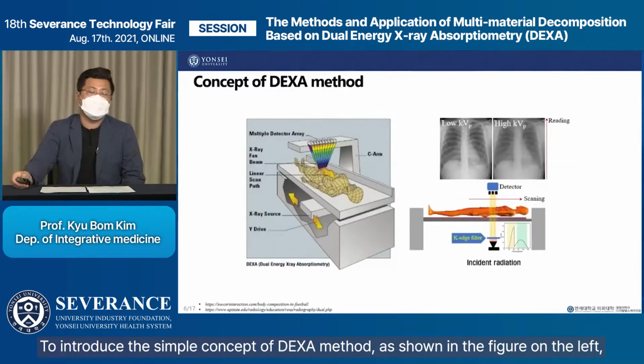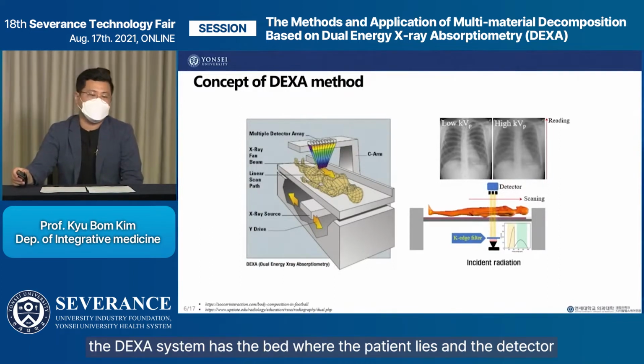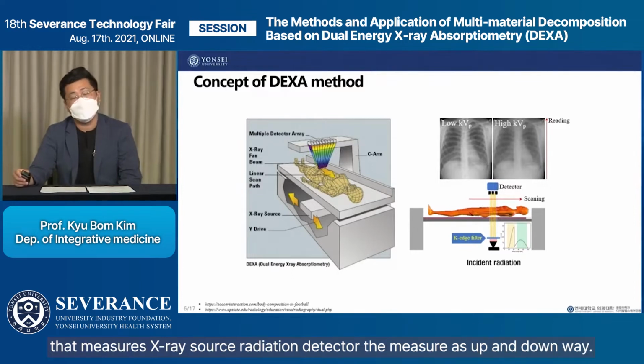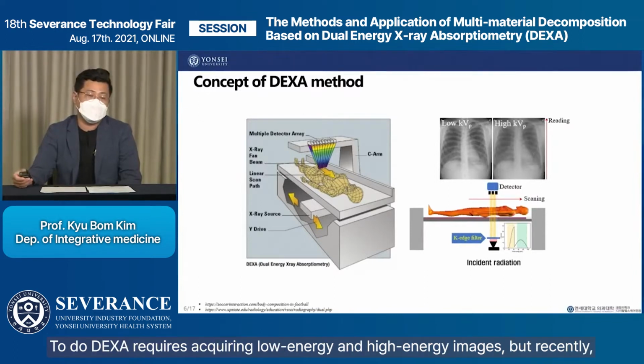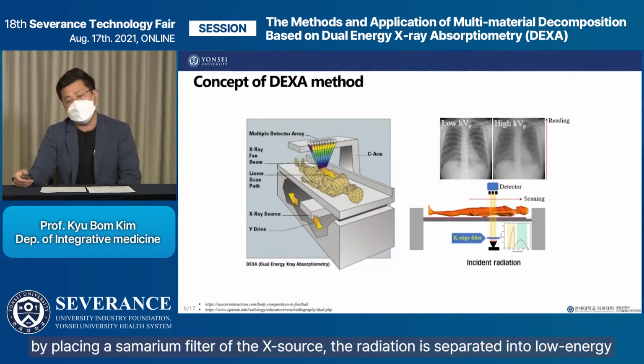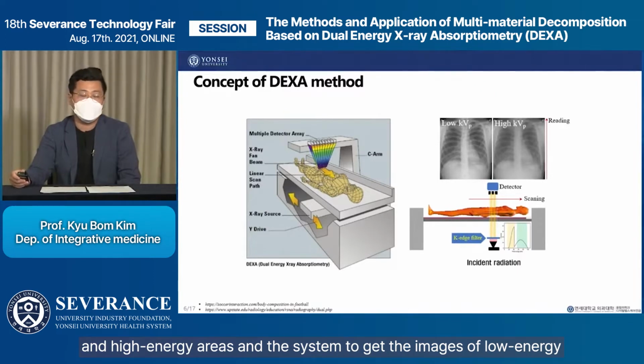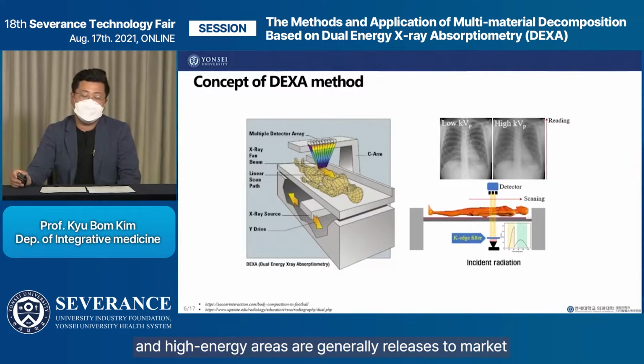To introduce the simple concept of the Dexa method, as shown in the figure on the left, the Dexa system has the bed where the patient lies, and the detector that measures the X-ray source radiation. The detector measures in an up and down way as the patient moves in the direction of the arrow and performs a linear scan. Dexa requires acquiring low energy and high energy images, but recently, by placing a samarium filter on the X-ray source, the radiation is separated into low energy and high energy areas, and systems generally get the images of both areas at once with a photon counting detector.